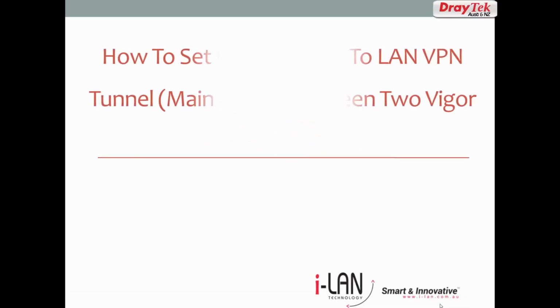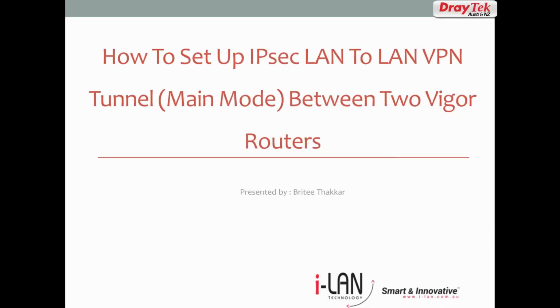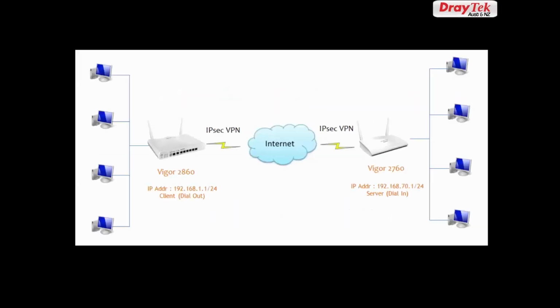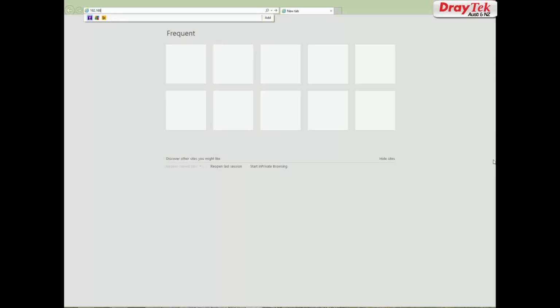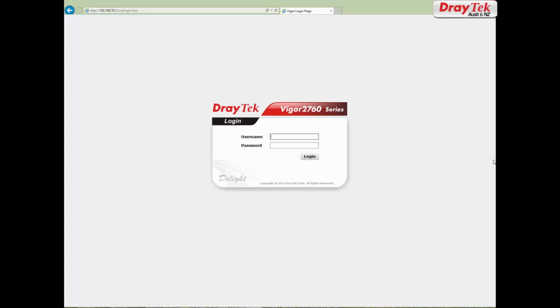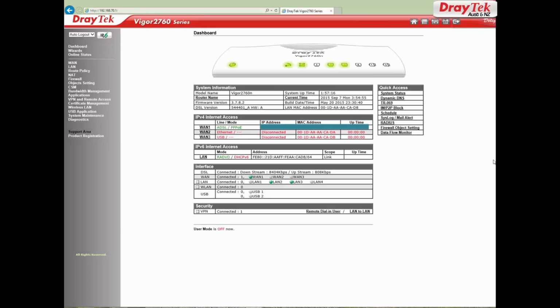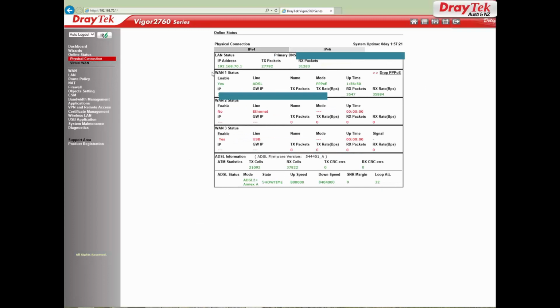Hello everyone. In this video, I'm going to show you IPsec LAN-to-LAN VPN configuration between two DrayTek routers. Here we are going to set up a VPN tunnel between DrayTek Vigor 2760 and DrayTek Vigor 2860. So let's configure Vigor 2760. Log in to Vigor 2760 and ensure that at least one internet connection is up. For that, go to Online Status, Physical Connection. Here we can see that WAN1 is connected.